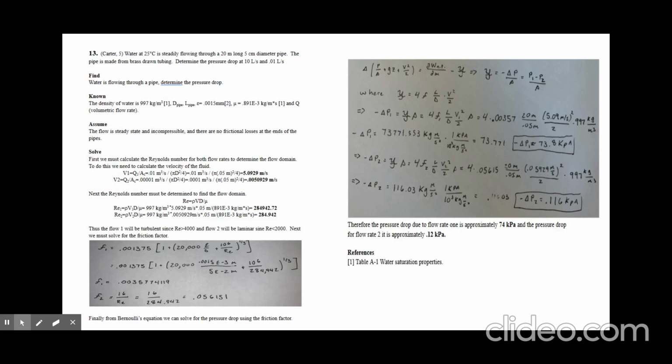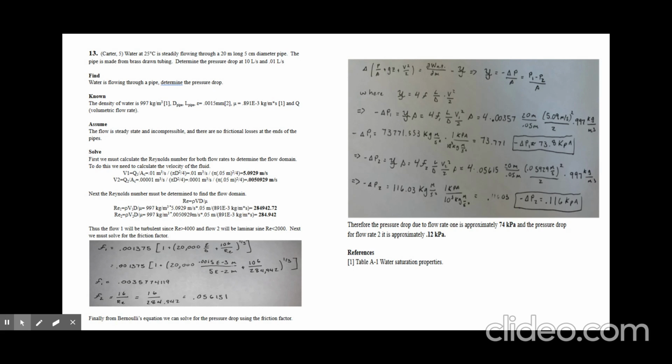I'm explaining my internal flow and extended Bernoulli problem. In this problem, there's a large pipe, and on this pipe, there's going to be two different pressure drops based off two different volumetric flow rates. We know the density and viscosity of the water from table A1, and we also know the diameter, length of pipe, and roughness of the pipe.